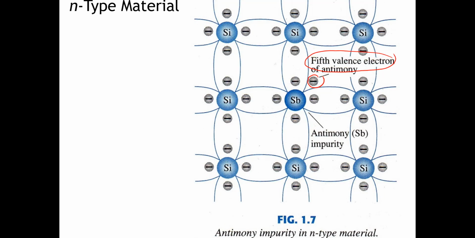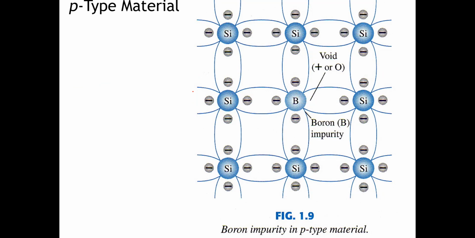N-type material means that the majority carrier is electron, and the minority carrier is hole. For P-type material, we put boron in the intrinsic silicon. Boron only has 3 valence electrons here, so one bond with silicon is void, and we can see this as a positive, a hole. So the majority carrier of P-type is the hole, and the minority carrier is electron.